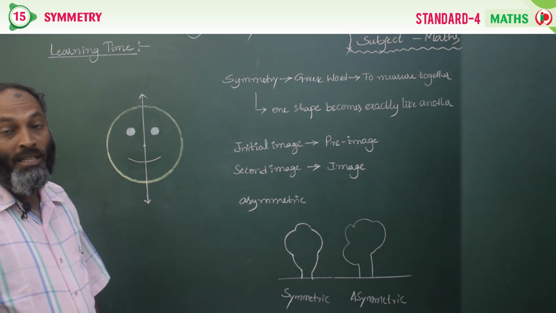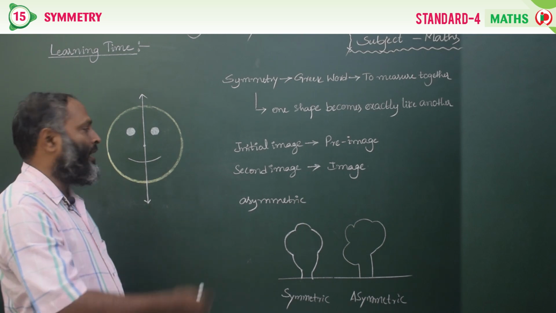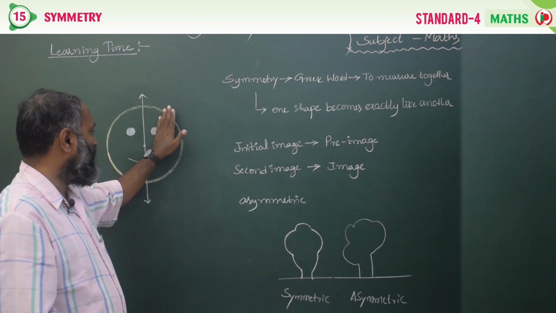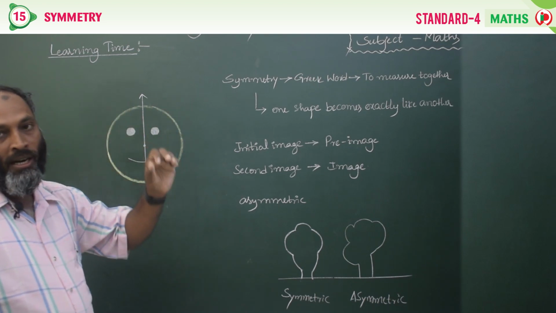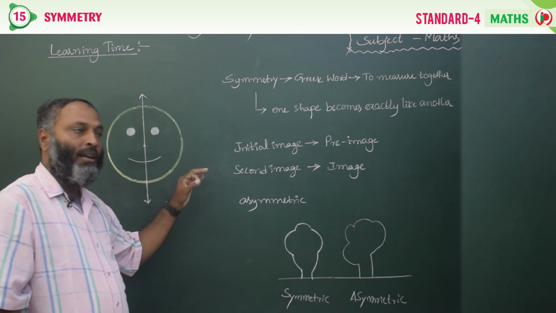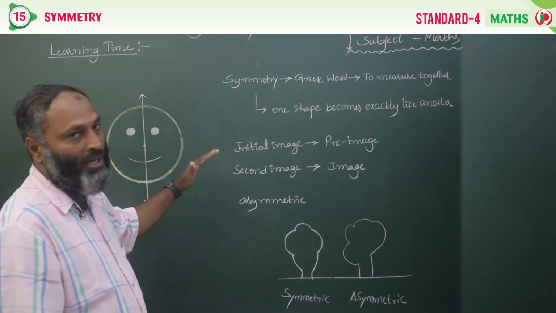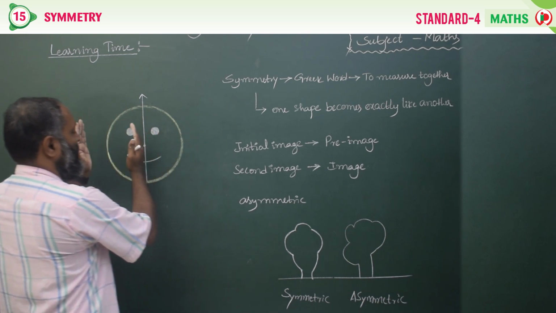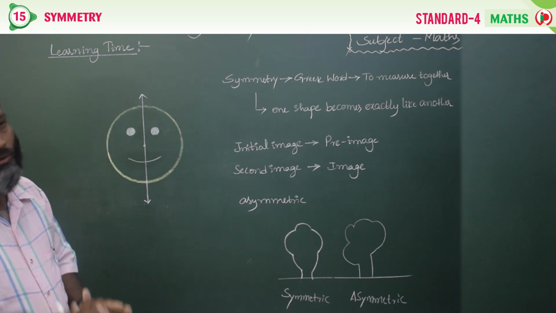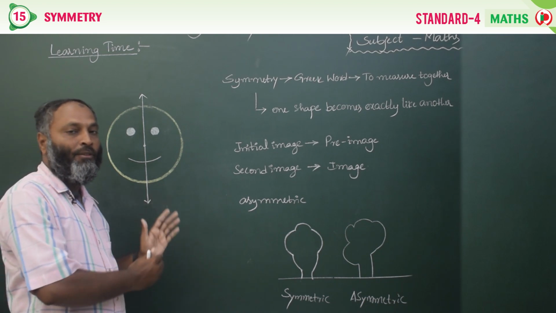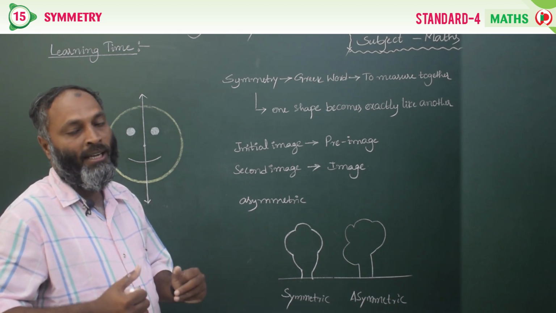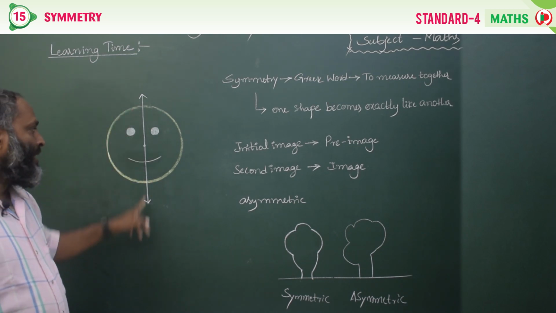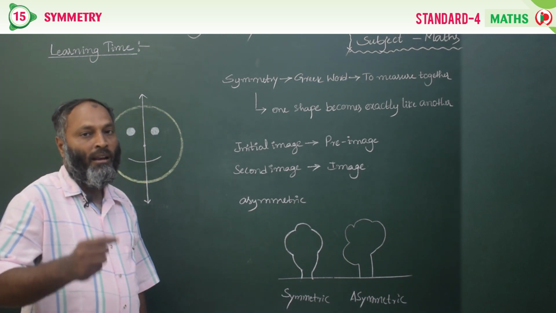What are those identical shapes? One is the right, the other is the left. If you see the right side and left side, these two shapes are identical. So this is to measure together. How do we measure together? This is the right side and this is the left side. If we measure the two together, right and left, they are exactly the same shape and size. So that is why this vertical line is called the line of symmetry.